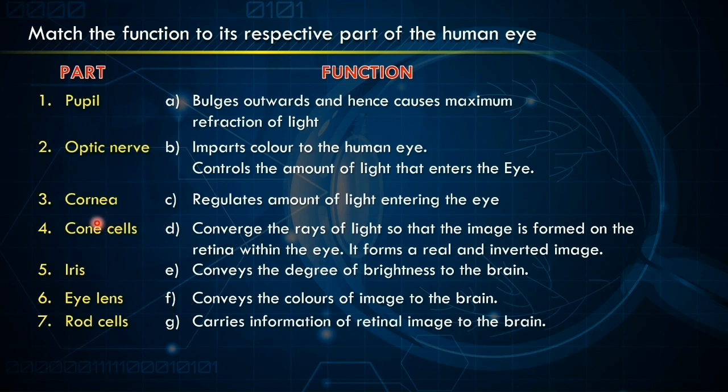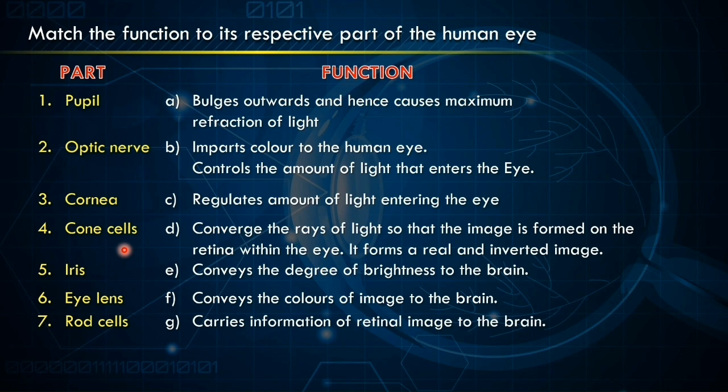Etia next soa cornea. So ami janu je cornea to hoise amar sokur front part ot thoka eta thin transparent membrane jot lightor maximum refraction hoy. So definitely option A is the correct match. So cornea it bulges outwards and hence causes maximum refraction of light. Clear everyone?